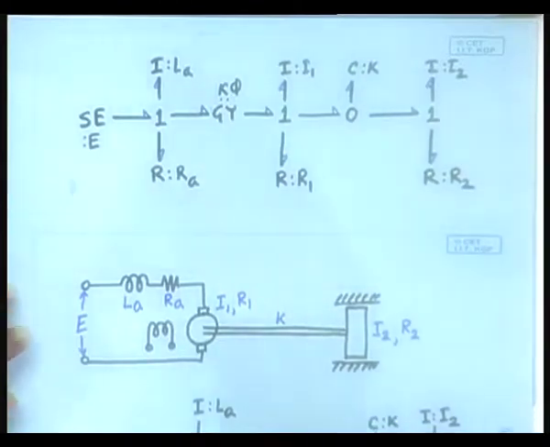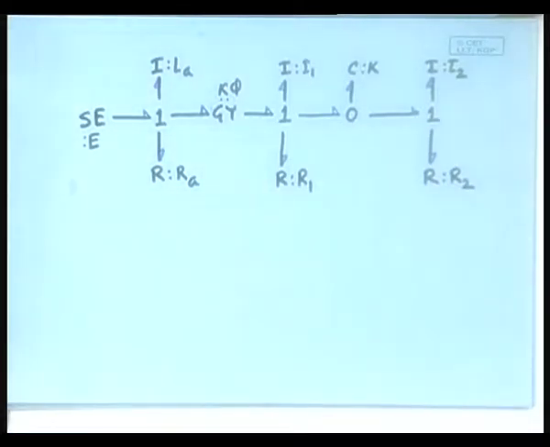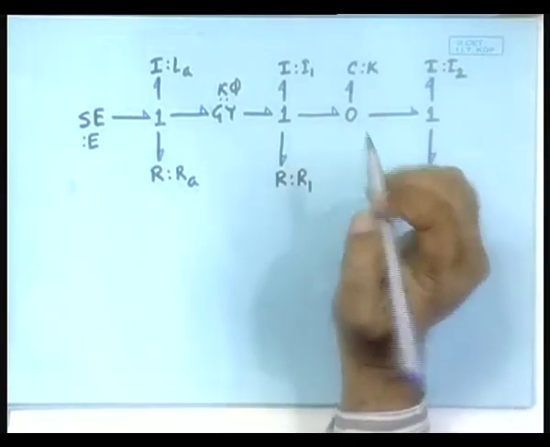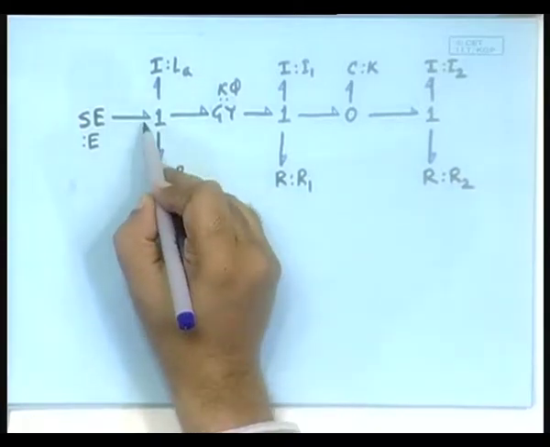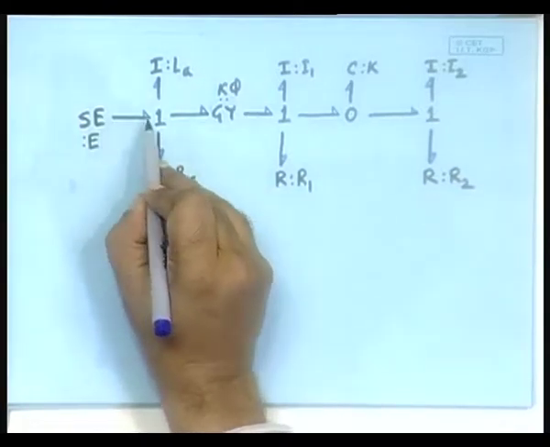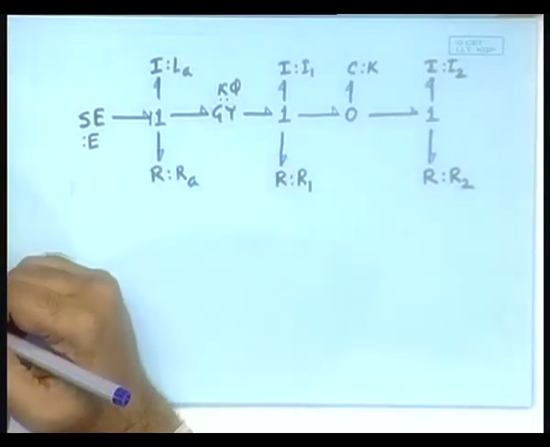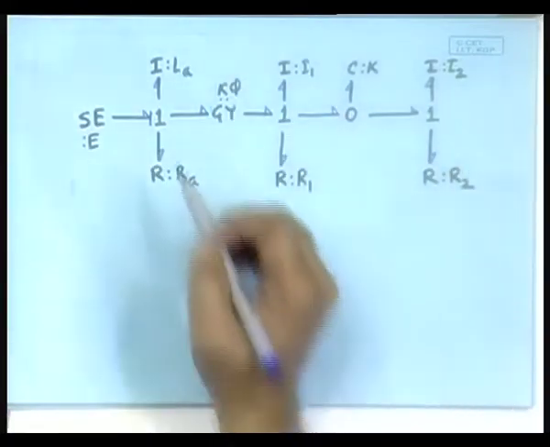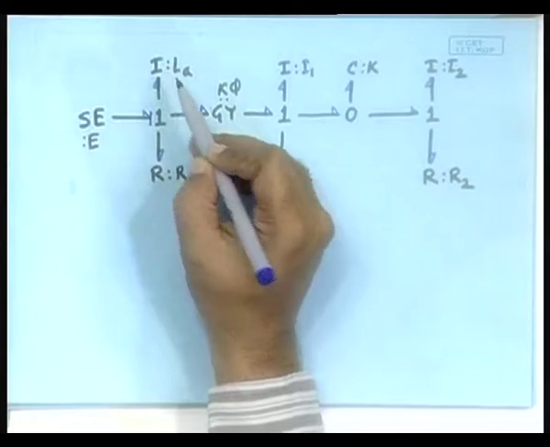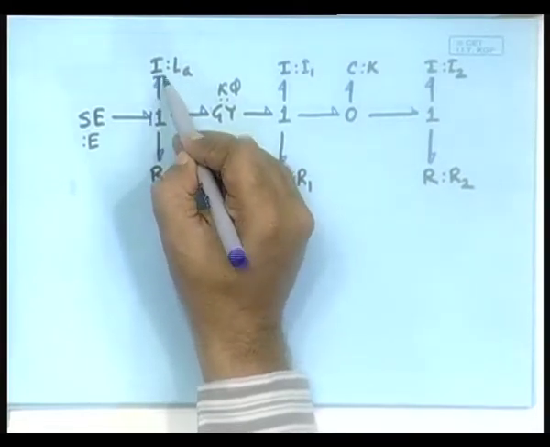So, the first part is done. Now we need to assign the causalities. Let us start with the AC. AC is something that gives out the effort information and should receive the flow information. There is no other source. So, let us come to the next storage element, this one, which receives the effort information and gives out the flow information.